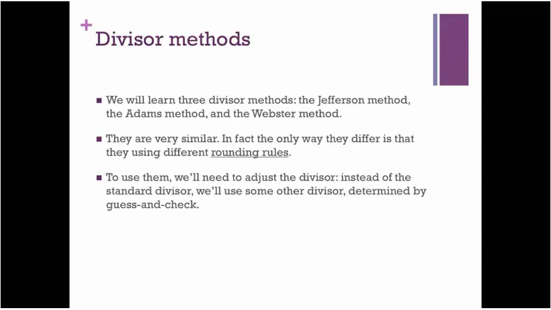We're going to learn three divisor methods in this order. First the Jefferson method, then the Adams method, and then the Webster method. Now they're very similar. In fact, the only way that they differ is that they use different rounding rules.